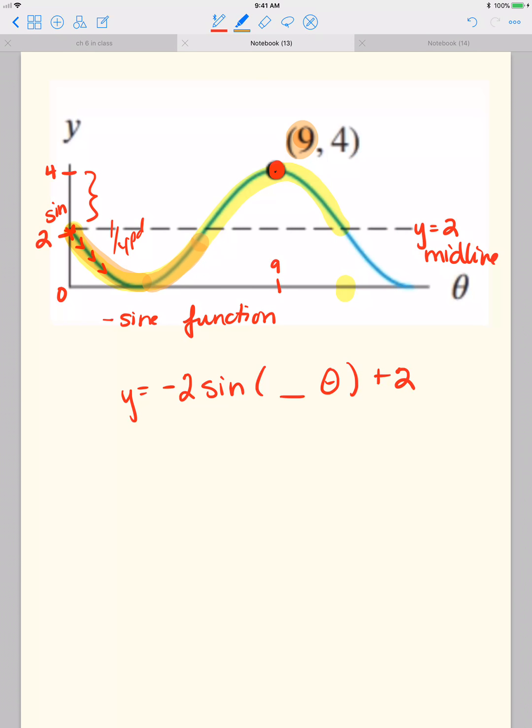From the minimum to the midline, that's another 1/4 of the period. From the midline to the maximum, again, another 1/4 of the period. And then maximum back down to the midline completes the last 1/4 of the period. So the X value of 9 is representing 3/4 of a period. So if 3/4 of a period is 9, you can use that setup to determine that one period is actually going to be 12. If I multiply both sides by 4/3, I get 36/3, so the period is 12.